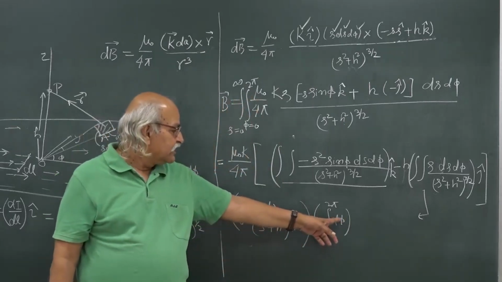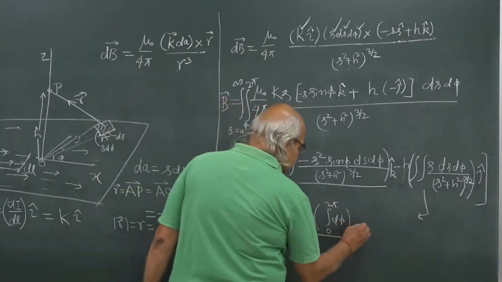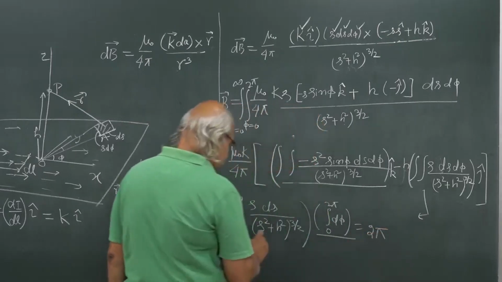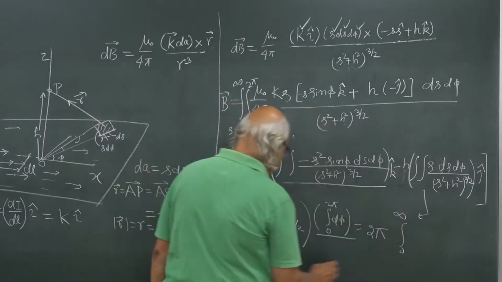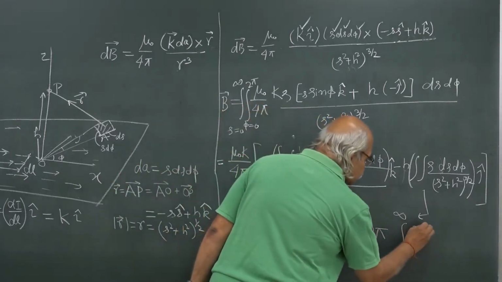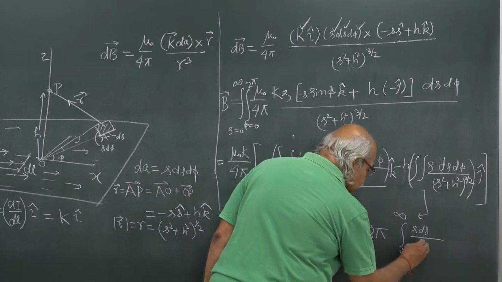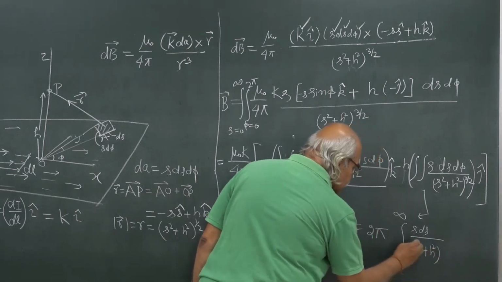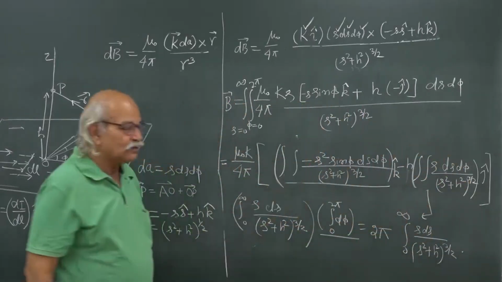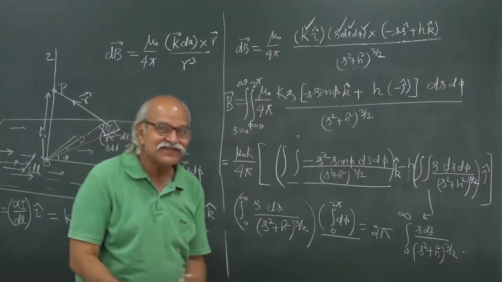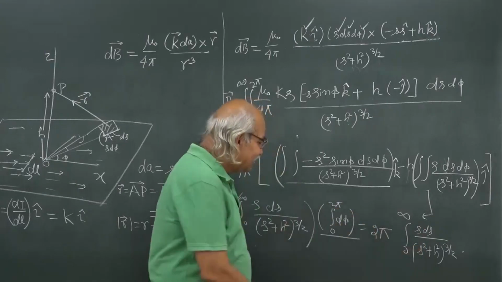This d phi integration from 0 to 2 pi, you know, will be just 2 pi. So, this is 2 pi times this integration, 0 to infinity, S ds divided by (S square plus H square) power 3 by 2. Okay. So, I have done all the complex things which were coming in. Now, this integration you can do very easily.